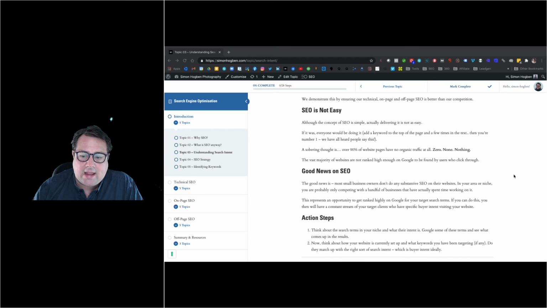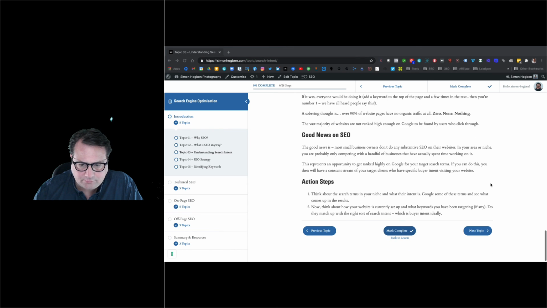If you do this, and you can be the best answer to Google's question or the search query, you will have a constant stream of leads, because you'll be identified as something that matches buyer intent for somebody that wants to hire, and Google will send them to your website, and hopefully you'll be able to convert them into a lead and a booking.